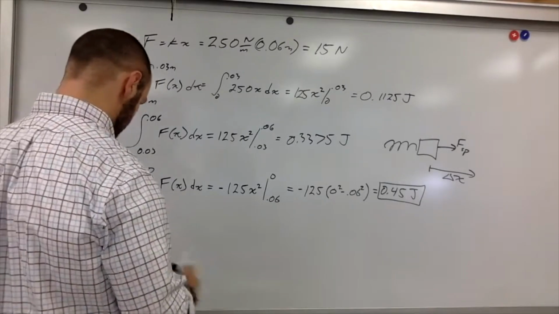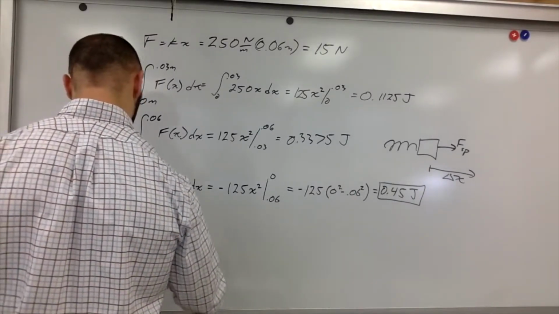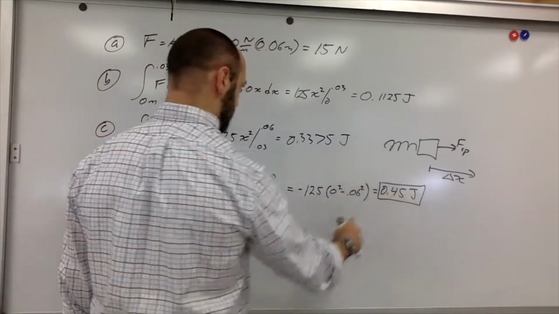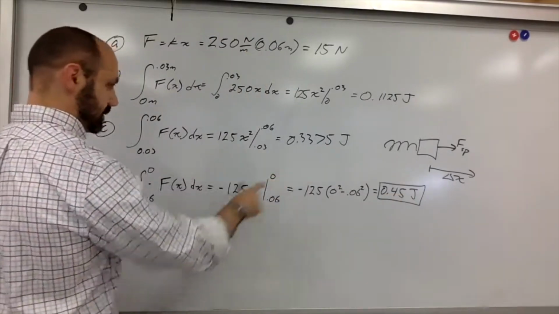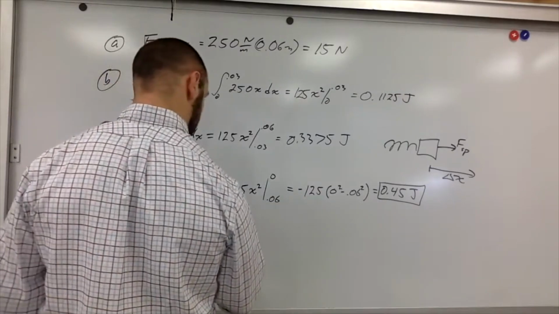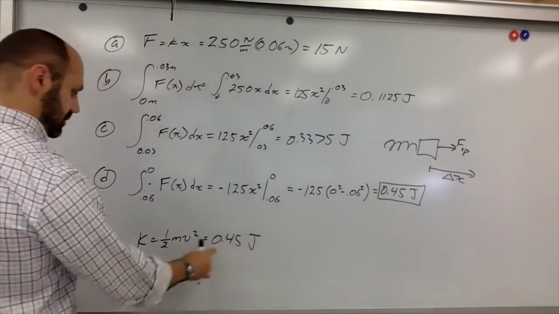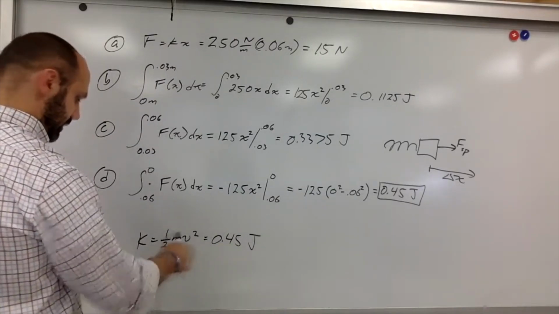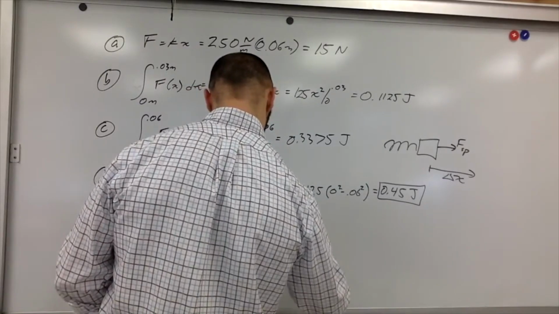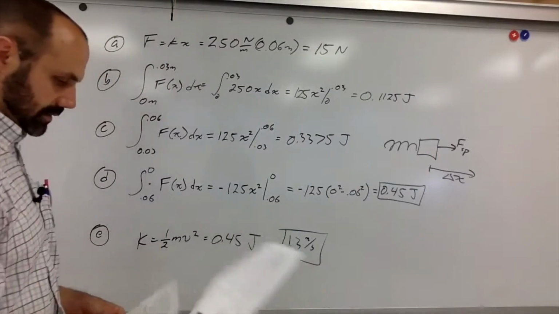So for conservation of energy, I know K equals 1/2 mv squared. This is the work done by the spring. And so if that's the work done, that's going to be equal to the change in kinetic energy. So this is going to be equal to 0.45 joules. So all I'm doing is multiplying by 2 and dividing by m, and we end up with 1.3 meters per second. Okay.